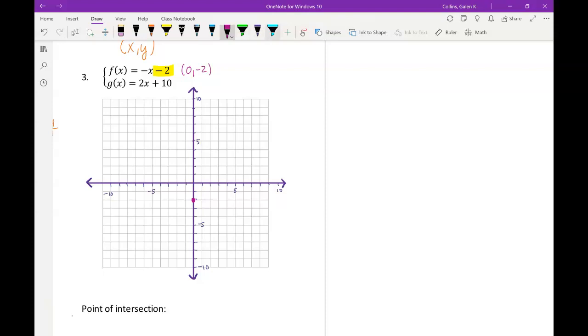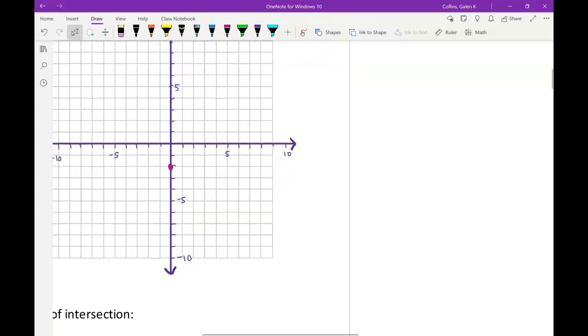And you might be confused if you look at this and you're like, what's my slope? Well, remember, if I write -x, that's the same as -1x. So my slope is -1. And again, I could think of that as -1 over +1 for rise over run. So I know my slope is negative, which means my line is decreasing.